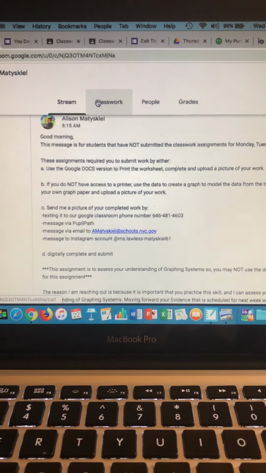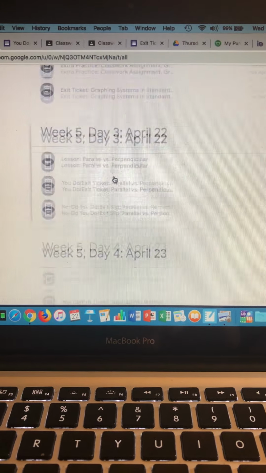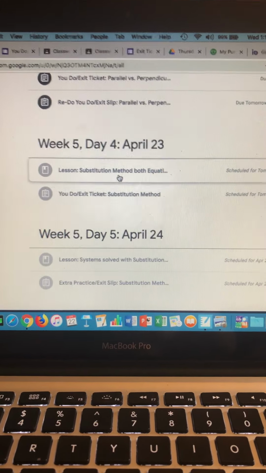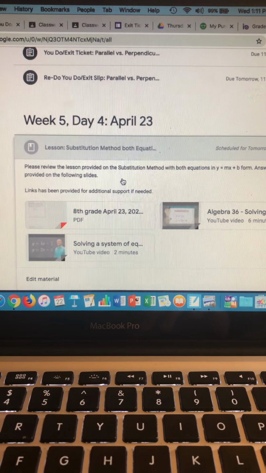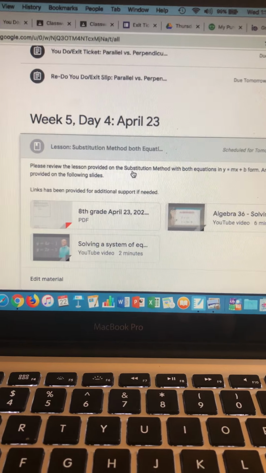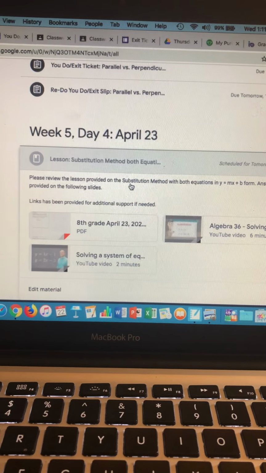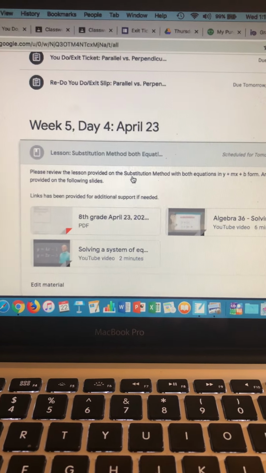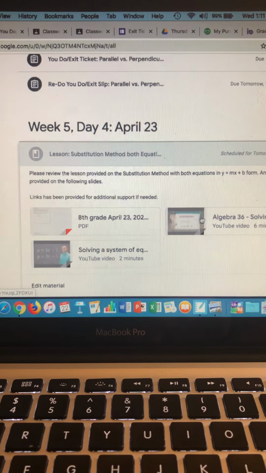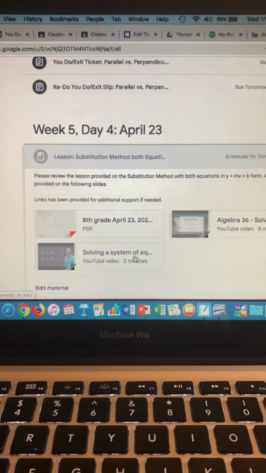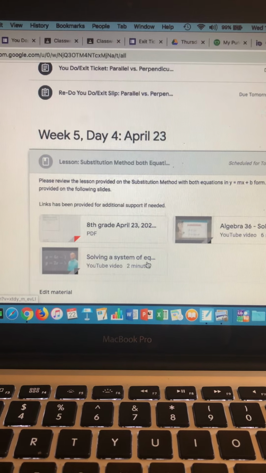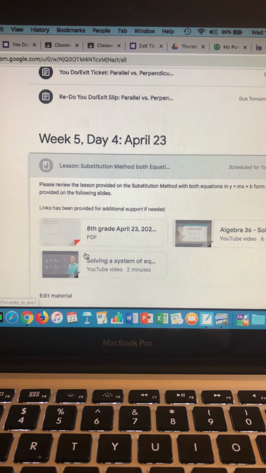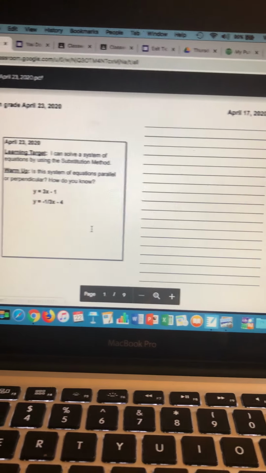All right, so I'm going to go to the classwork tab. I'm going to go to day 4. We are starting a new topic today, still with systems, but it's a different way of solving for the solution of a system of equations. It's called the substitution method. So here's the lesson. There's 2 additional links for support that walk you through exactly what I'm going to model in the lesson. This is the link that I sent to most of you yesterday to review ahead of time, so I hope that you did.